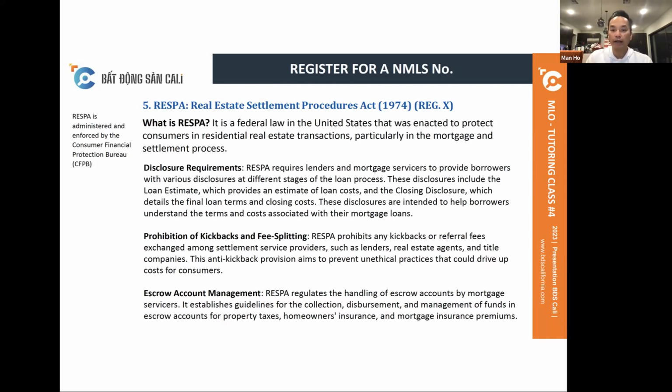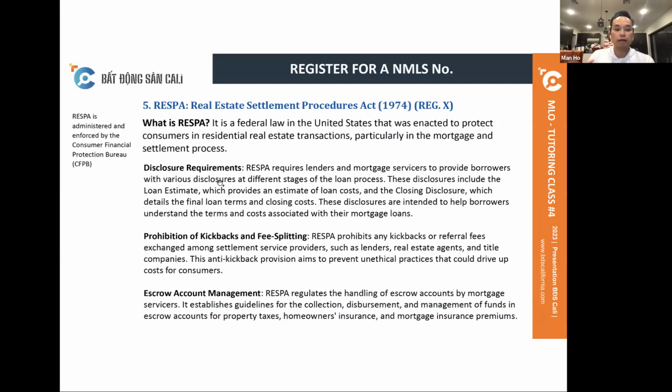It is a federal law in the U.S. that was enacted to protect consumers in residential real estate transactions. Residential real estate transactions. So RESPA is only applicable to residential real estate. Keep a note of that. There are some exemptions or exceptions later, but keep in mind RESPA is only for residential. And it's not only for residential real estate transactions, it's also in the mortgage and settlement process as well, because RESPA plays a part in both mortgage and real estate.